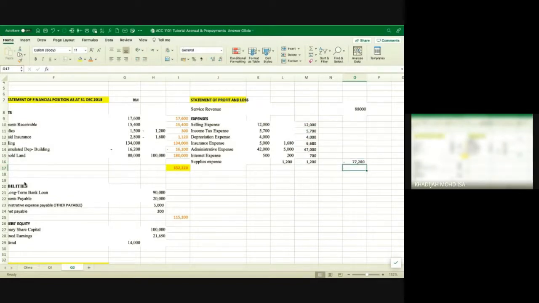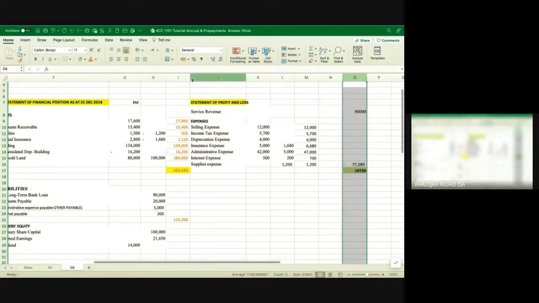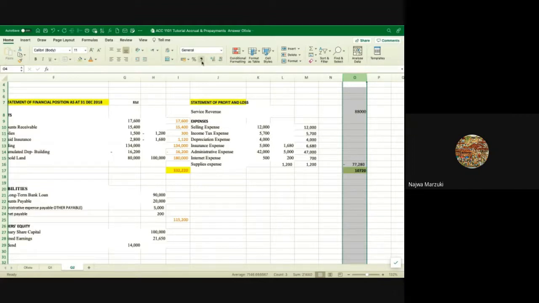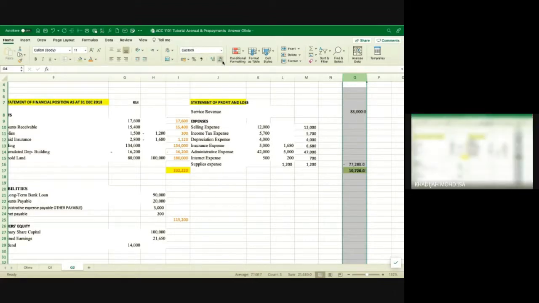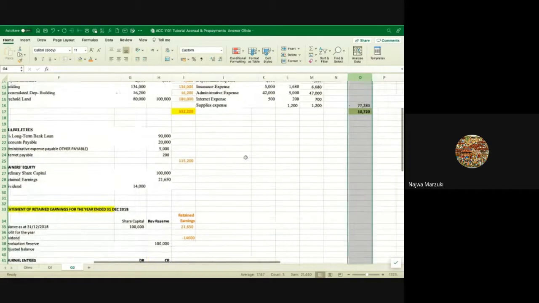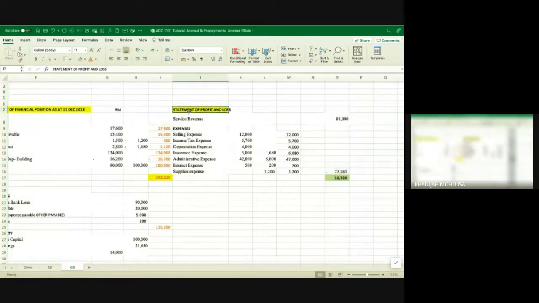So what is my sum of revenue? 88,000 minus 77,280. So I have a profit of 10,720. Right, this is my profit, 10,000. Where should it be reflected? Where should I bring the profit? Account profit or loss. Sorry? Statement profit and loss. No, yeah, statement profit and loss. So this 10,000 is my profit for the year.